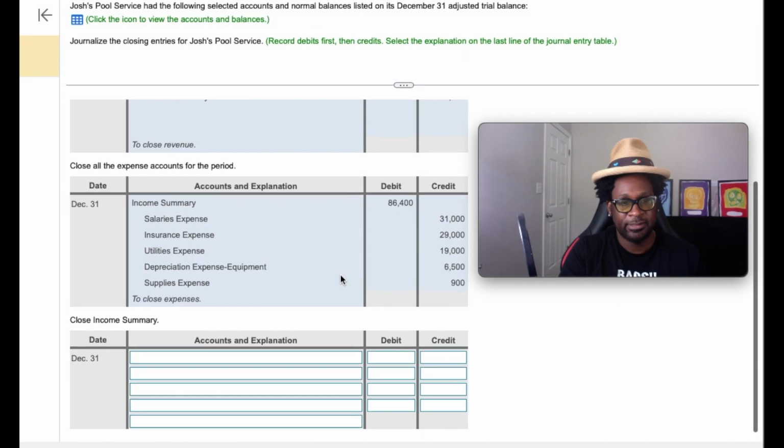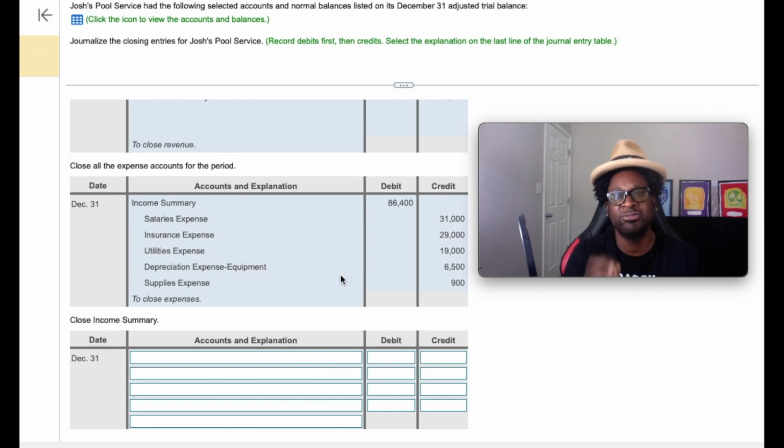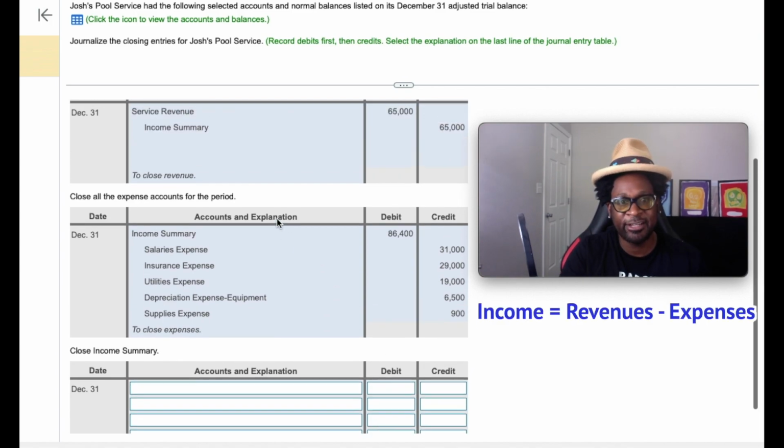Excellent, gang. Now, step 3 tells us to transfer our net income or net loss into retained earnings. On here, it's telling us to close out income summary. Yes, it will close out income summary, but more importantly, gang, we're transferring that income into retained earnings. So how will we determine if we have a net income or loss? Simple, gang. Let's look at our journal entries.